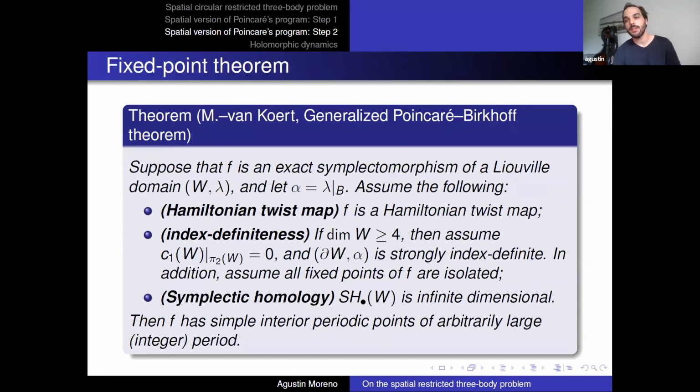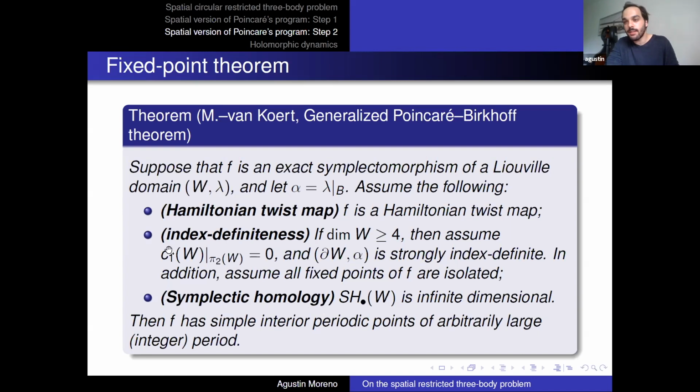So the fixed point theorem that we can actually prove with Otto, and this is the most general version that we wrote down, though you can generalize it in several different ways, but we haven't thought of doing so. The theorem is what we're calling a generalized Poincaré-Birkhoff theorem. Suppose you have an exact symplectomorphism of some Liouville domain, and you look at the contact form at the boundary. You assume a bunch of conditions. The first condition: F should be a Hamiltonian twist map, which is unsurprising. The third condition is that the symplectic homology of the Liouville domain should be infinite dimensional, for example a cotangent bundle, or any surface which is not the 2-disk.